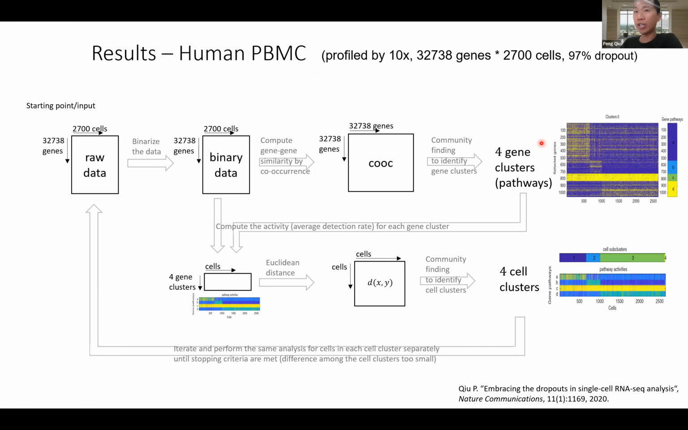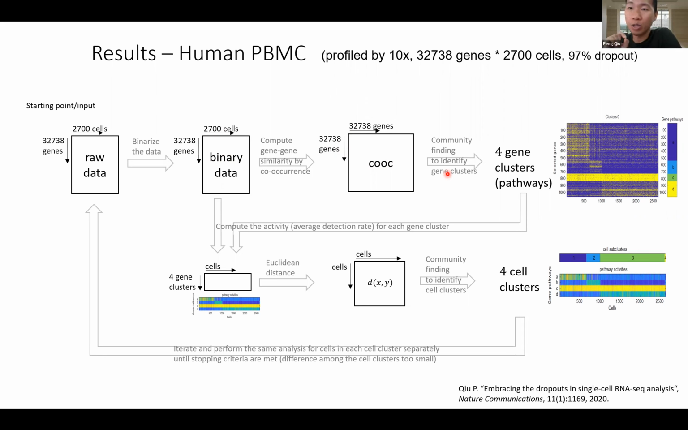Okay, so here is the same graph, but with some data overlaid on it. This is a PBMC data set with almost 3,000 cells. After binarization, the dimensionality is still the same. And then the co-occurrence matrix is gene by gene, so it's 32,000 by 32,000. After applying community finding, I noticed the algorithm identified many gene clusters.